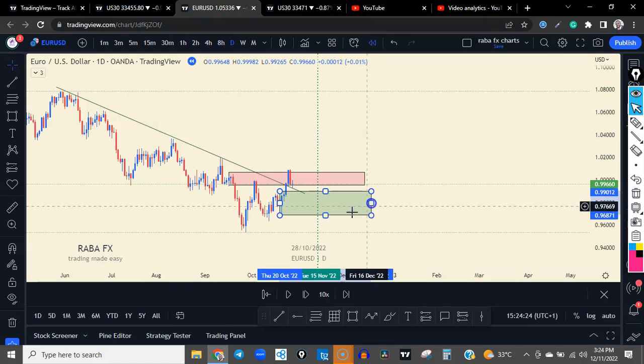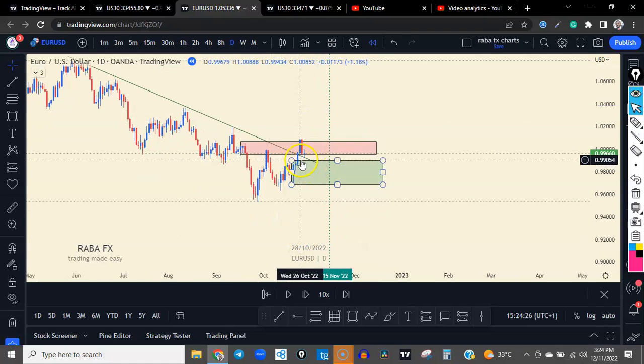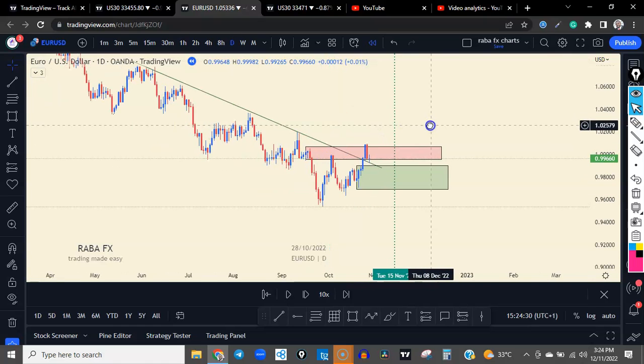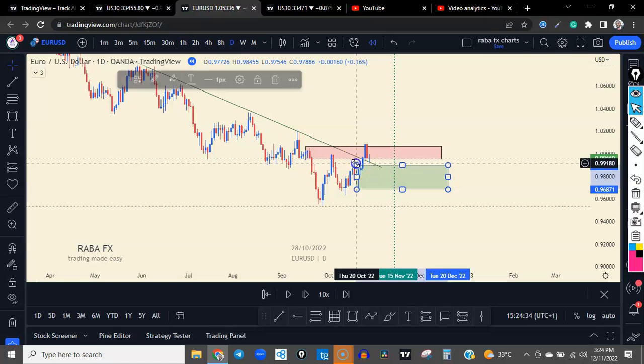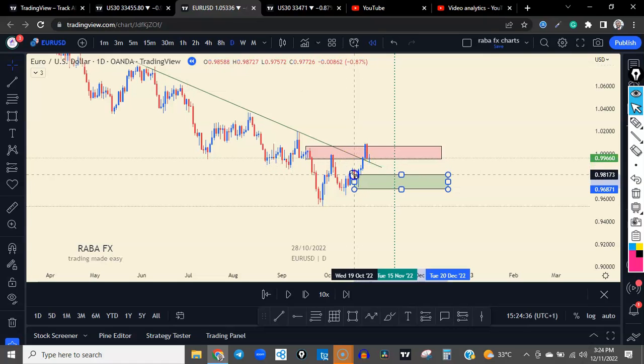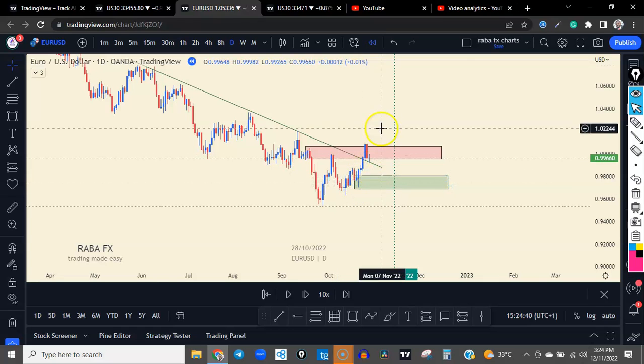Okay. So if you are in doubt whether to enter here, once price enters here, you can go to the lower time frame. But I will not be doing that. Instead, I will refine my demand zone to the week here, to this week that started the move.